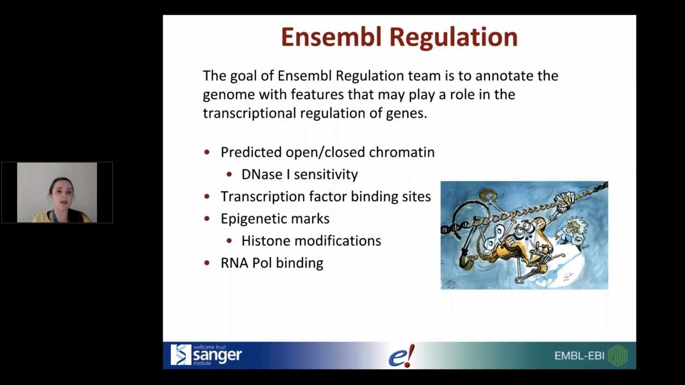So we have these different techniques, we have these different kinds of data that we're looking at, and this is what we're using in Ensembl Regulation. So we're trying to annotate the genome with all these different features that play a role in the transcriptional regulation of genes. So we're looking at open and closed chromatin, we're looking at transcription factor binding, we're looking at epigenetic marks, and we're also looking at where RNA polymerase binds, which we also study with ChIP-seq.